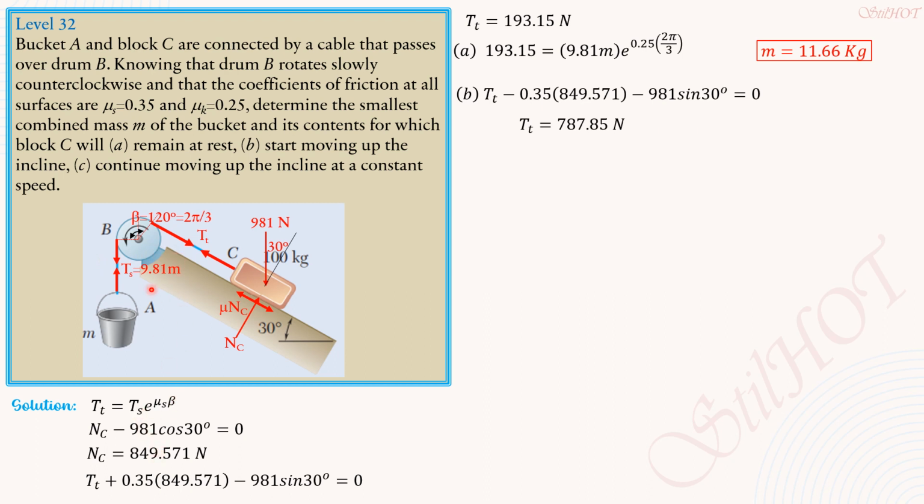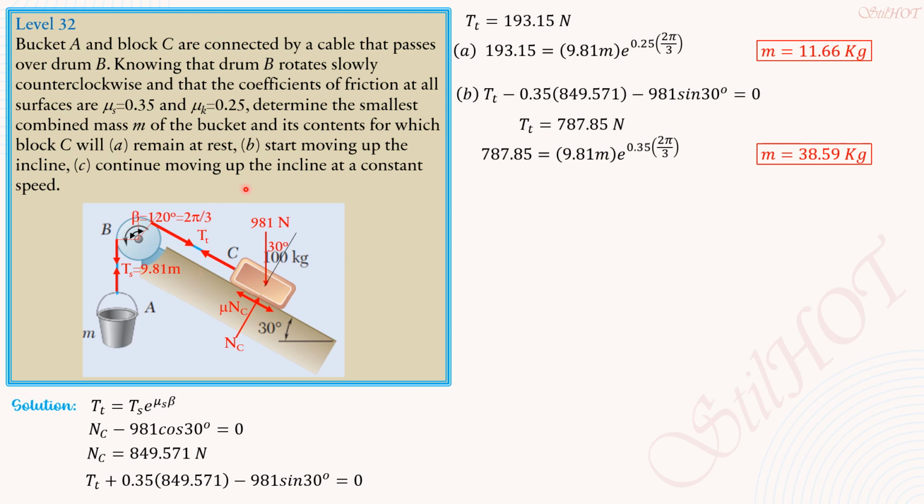Take note that there should be no slipping between the belt and the drum here. So we use mu equals mu sub s equals 0.35 in that relation. So 787.85 equals 9.81 times m e to the 0.35 of 2/3 pi. From there, we can solve m, and m is equal to 38.59 kilograms.